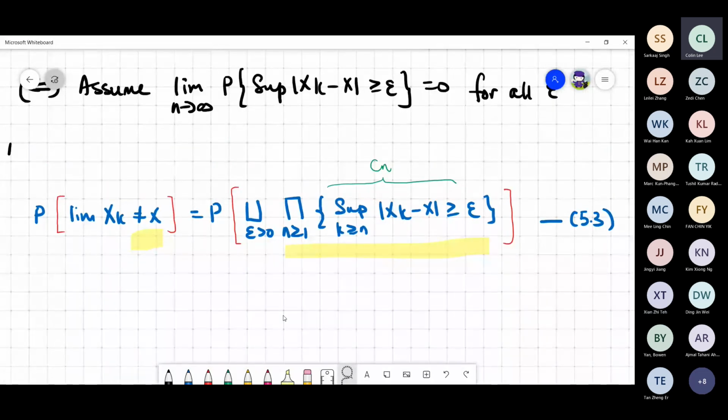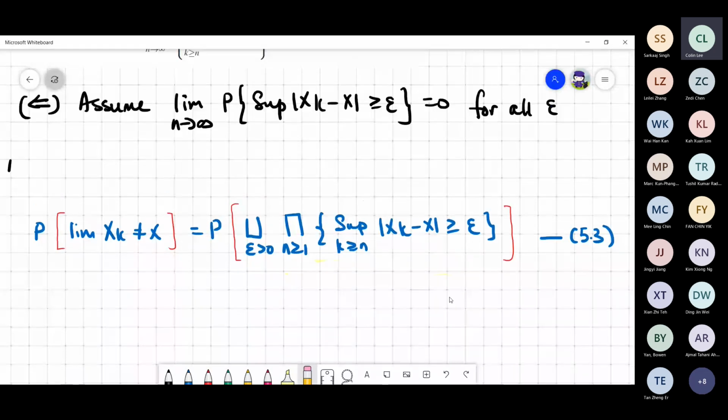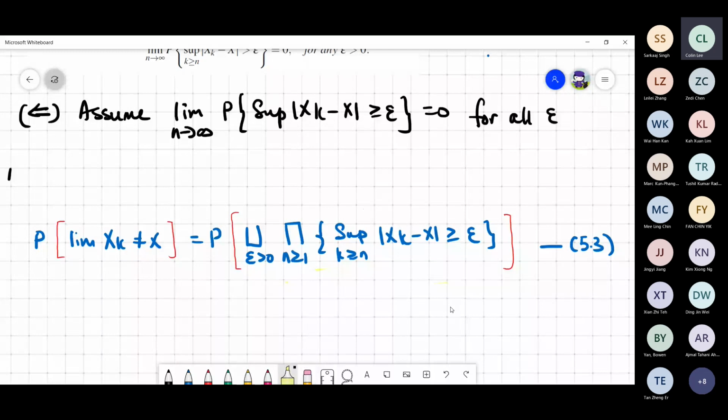Now, this is our hypothesis. We assume this is equal to 0. So this is our 5.3. So we do not want this. In 5.3, we can see that the probability for this one, xk not equal to x, is equal to this one, right? So again, as I said, we can always replace this epsilon with 1 over m. So instead of epsilon, we may replace this with 1 over m, for all n larger or equal to 1.